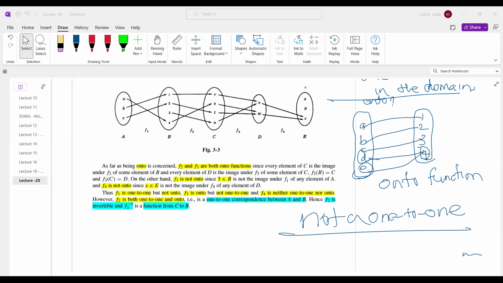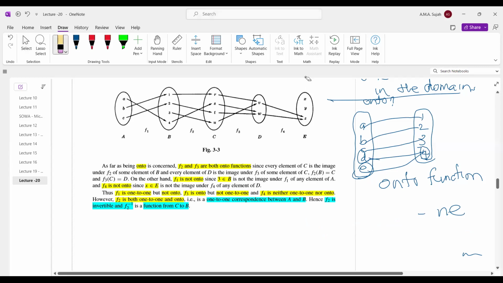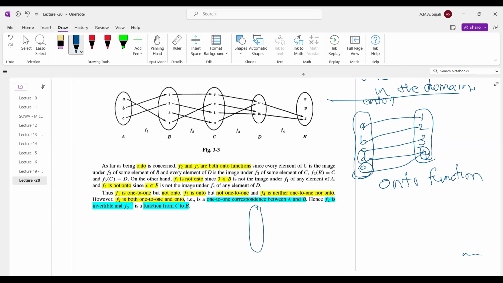If you don't understand, let me tell you, right? I will explain. So, one-to-one and onto, right? One-to-one function means, so that you can understand the meaning, right?